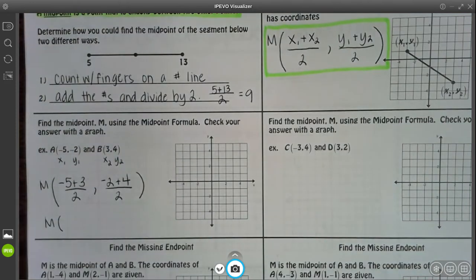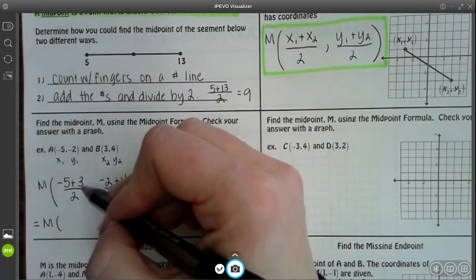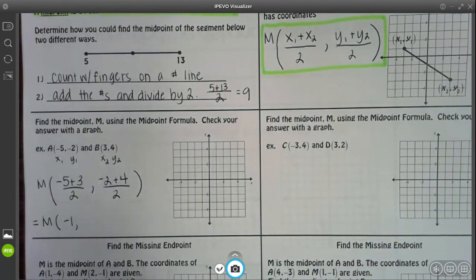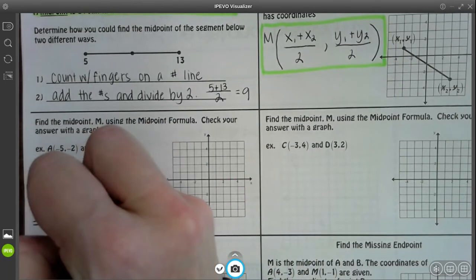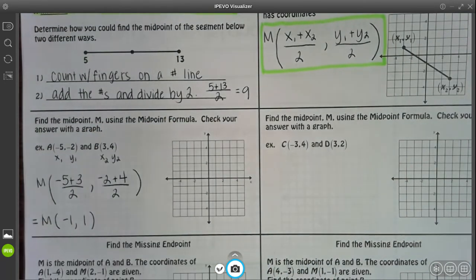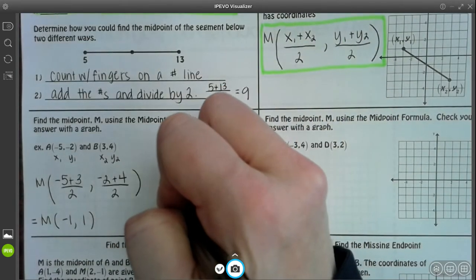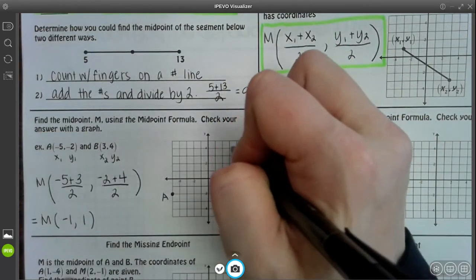Okay, so let's simplify that to get our final answer here. -5 plus 3 is -2, and -2 divided by 2 is -1. Here, -2 plus 4 is 2, and 2 divided by 2 is 1. So let's check by looking at the graph. A is at -5, -2, and B is at 3, 4.